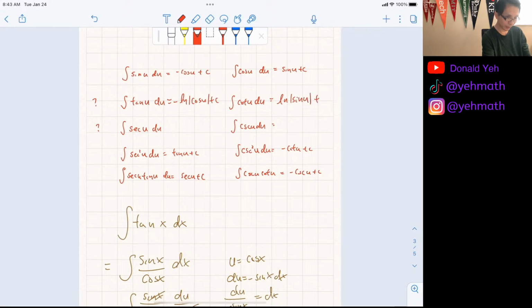Sine of u plus c. Good. There's no negative this time because u equals sine of x on the bottom, because it's cosine over sine. So when you take the derivative, it's positive. So therefore, it's not changing. Right?